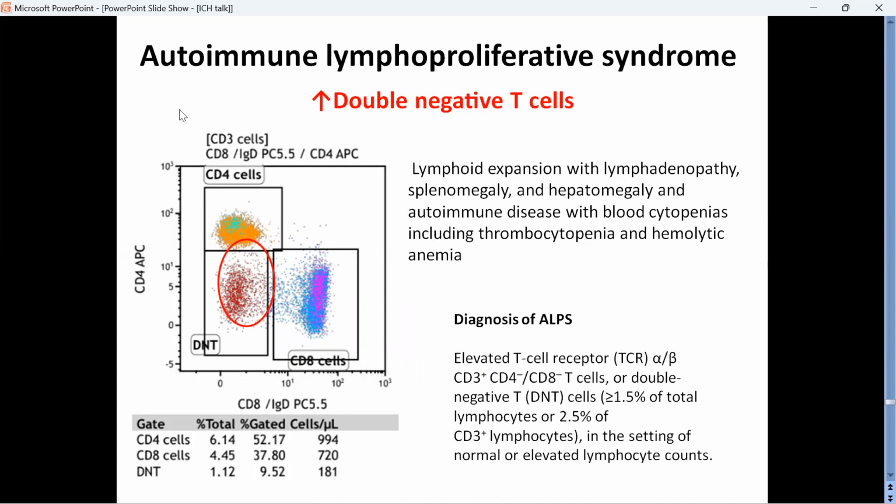If you take the CD3 positive, alpha beta positive T cells and plot them against CD4 and CD8, you find a population which is double negative, negative for both CD4 and CD8. If this population is greater than 2.5%, then that is suggestive of autoimmune lymphoproliferative syndrome. Provided you have other clinical findings like raised B12 levels, you can confirm the diagnosis of ALPS and do a mutation study by gene sequencing.